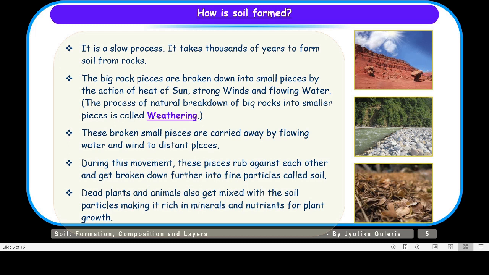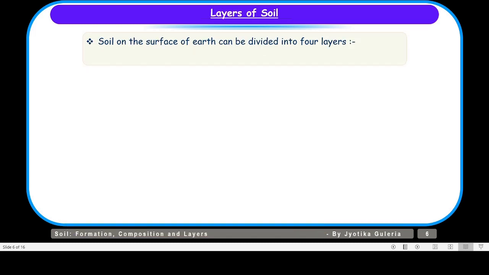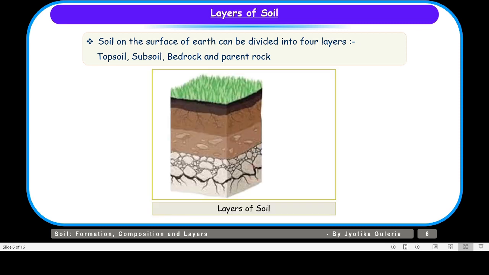And now let us understand the different layers of the soil. Soil on the surface of earth can be divided into 4 layers: topsoil, subsoil, bedrock and parent rock. Now let us revise these through this picture. So first of all, we have the topsoil, and second is the subsoil, then we have bedrock, and then we have the parent rock. Now let us talk about these layers one by one.